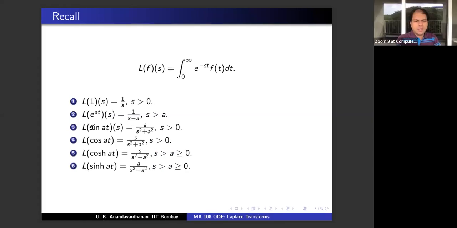So for sine, whether it is the usual sine or the hyperbolic sine, the numerator is a. And for cos, whether it is the usual cos or the hyperbolic cos, the numerator is s. In the usual sine and cos, the denominator is the same, and in the hyperbolic ones, the denominator is the same. Okay, so these were the basic examples.